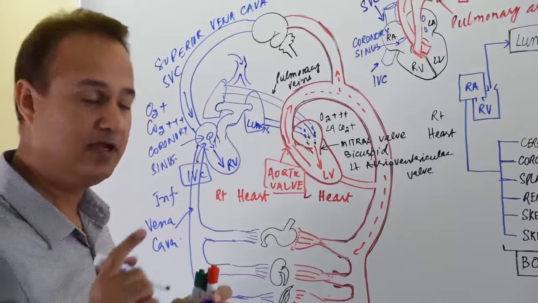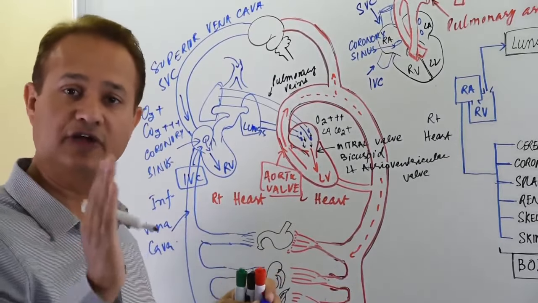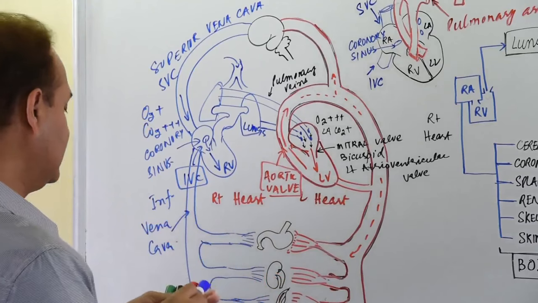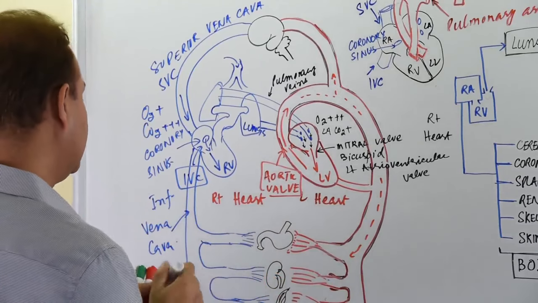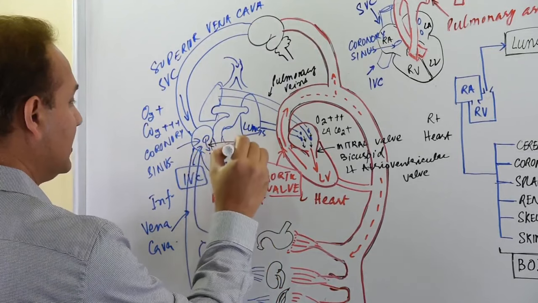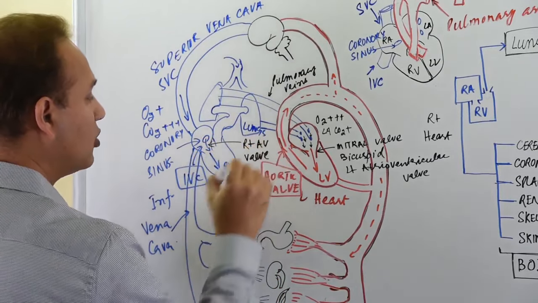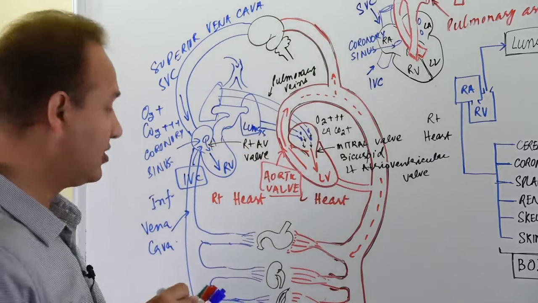Through what valve? This will be the tricuspid valve or right atrioventricular valve. So right, this valve here is the right AV valve, or also called tricuspid valve.